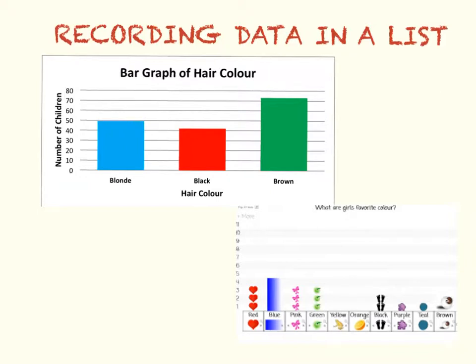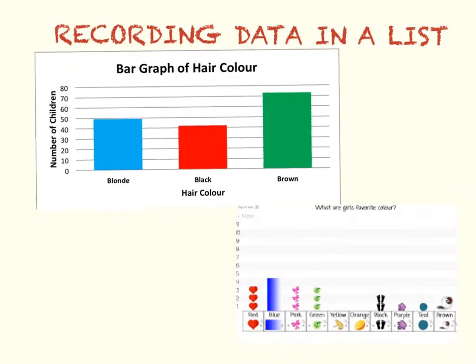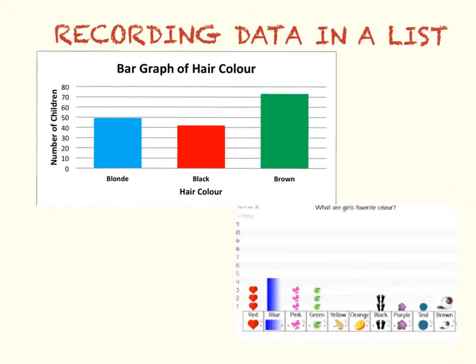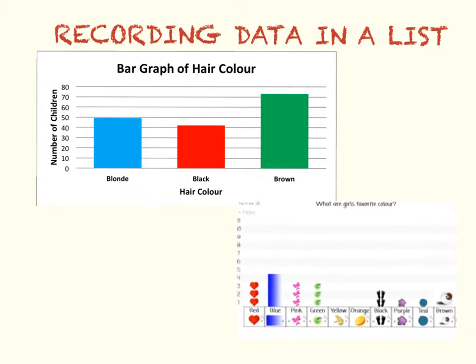Now in this lesson, our learning intention is that we are going to understand how to use a list to record data. We're also going to understand how we can actually use a list to organize the data that we have just found. So on the screen here, you can see many different examples of what we call graphs. Now these are used to record data.